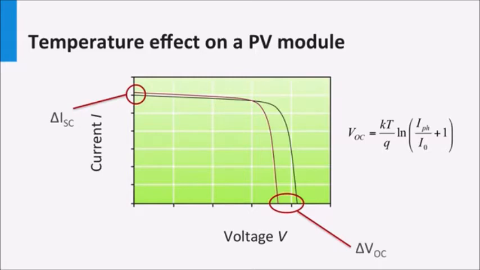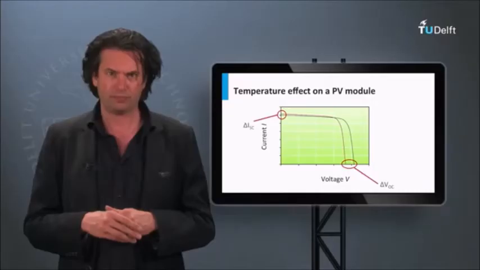The magnitude of reduction varies inversely with the open circuit voltage. This means that cells with higher open circuit voltage are less affected by the temperature than cells with lower open circuit voltage. This means that a solar cell based on crystalline silicon with an open circuit voltage of 650 millivolts will be more affected than an amorphous silicon solar cell with an open circuit voltage of 850 millivolts.